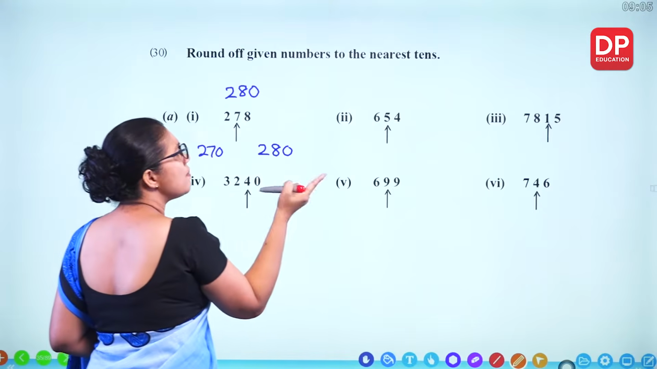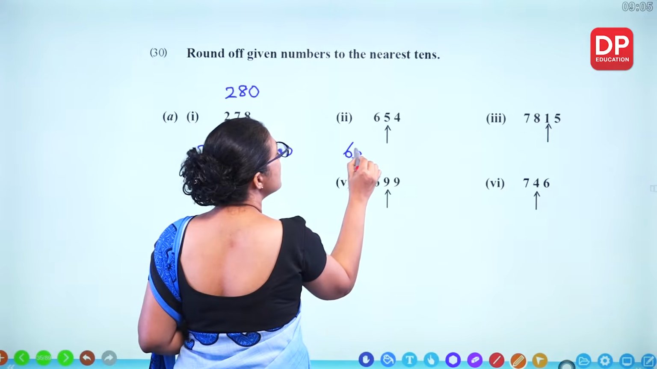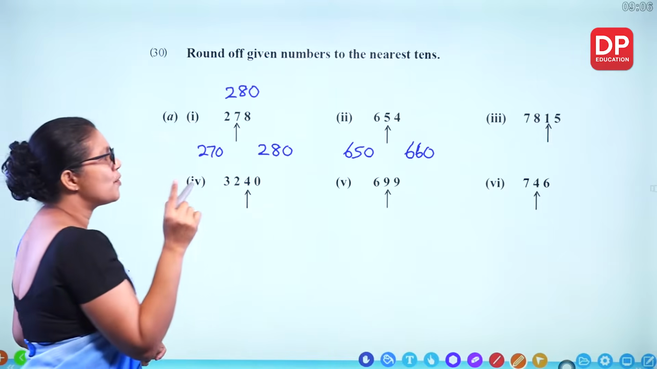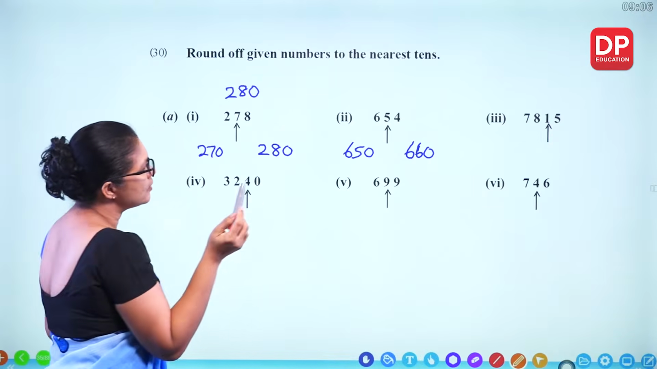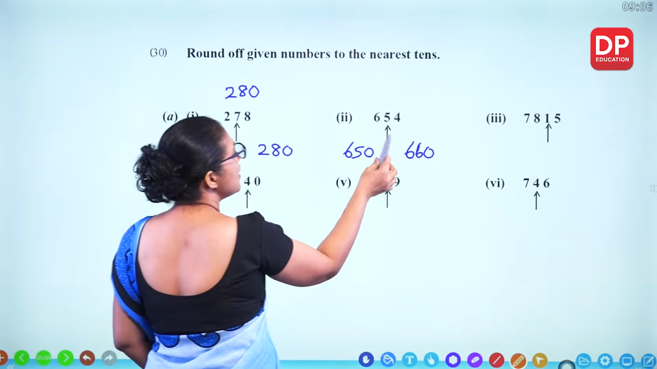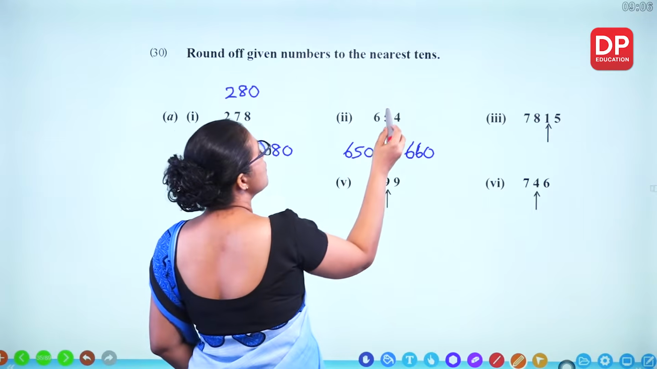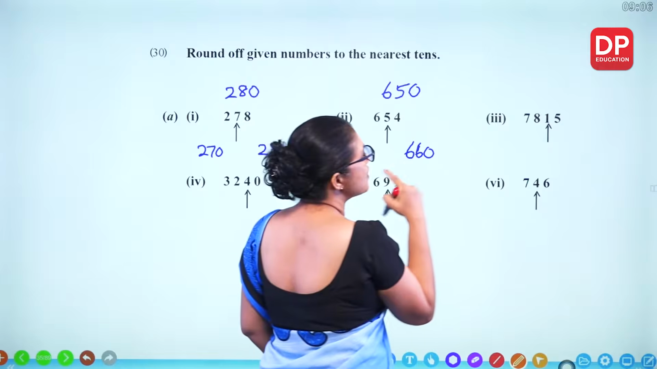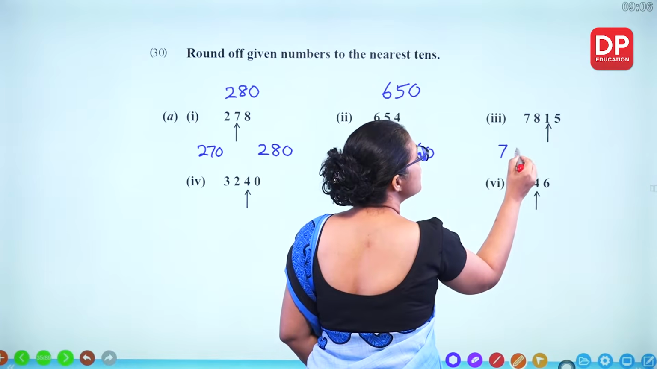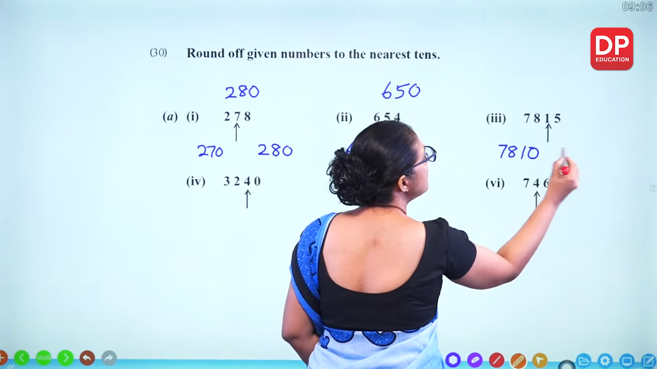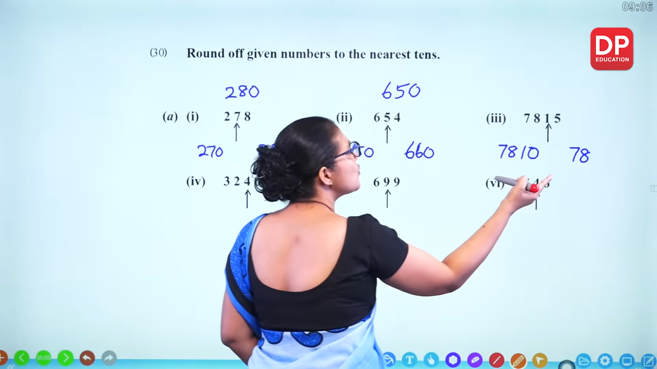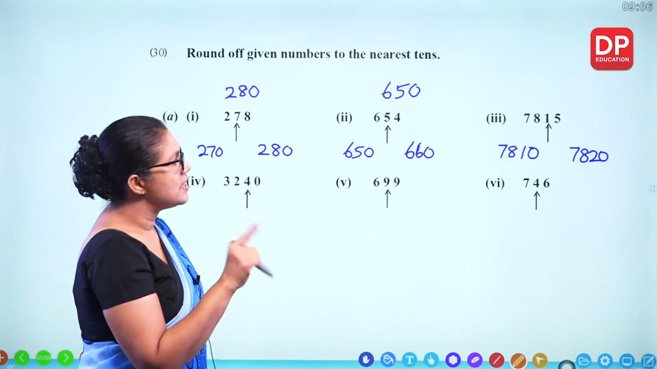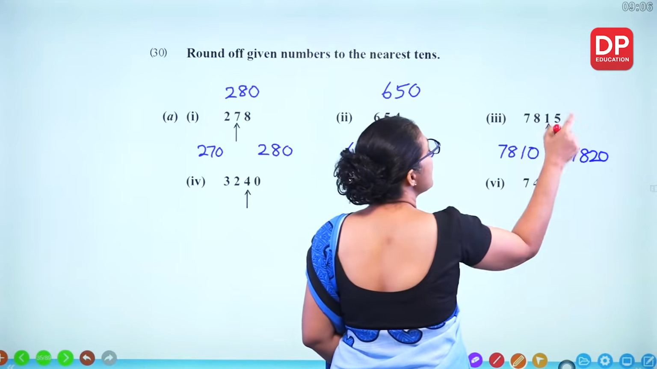This one, 54. 54 is in between 50 and 60. So what's the closest value? Midway is 55, but this is less than 55. So the closest one is 650. This one, 15. So 15 is in between 10 and 20. This is midway between 10 and 20, so you take the larger one.